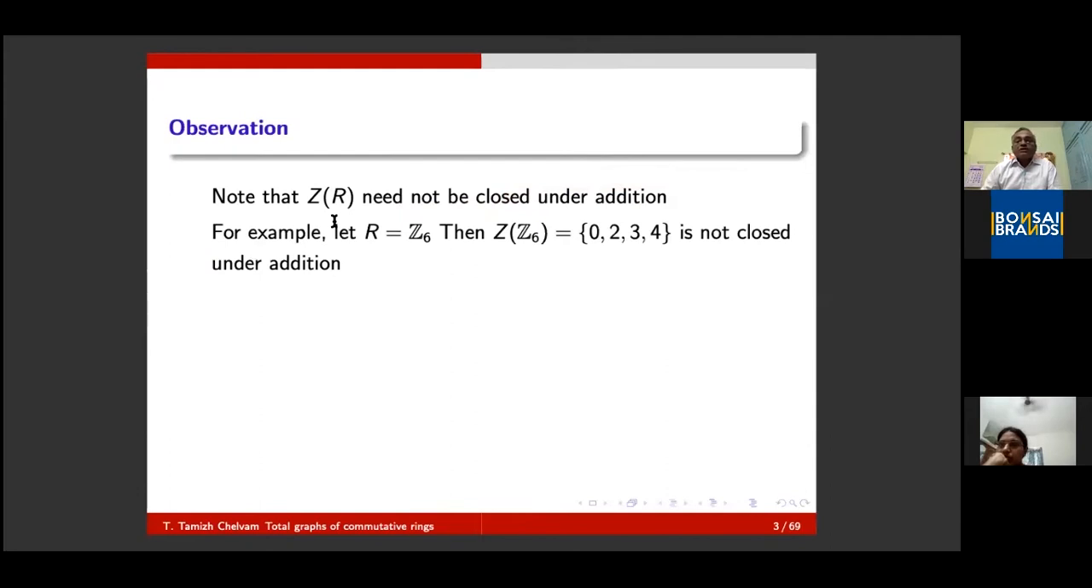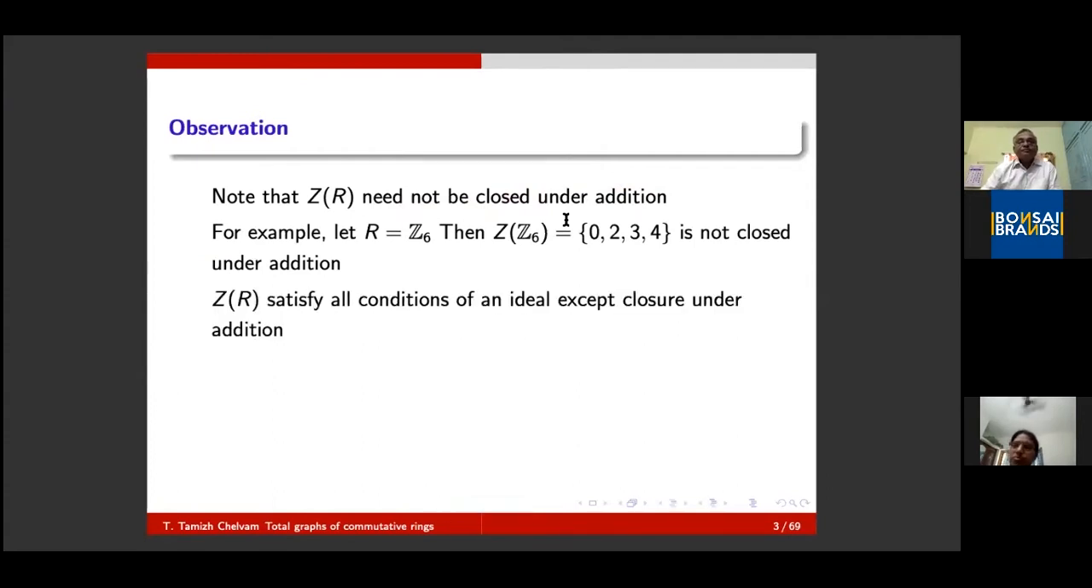As an example, take the set of all zero divisors of congruence modulo 6 classes. Literally they are 0, 2, 3, 4. Of course, 2 plus 3 is not an element here, thereby it is not closed with respect to addition. As I just mentioned, a subset becomes an ideal with respect to certain conditions. One can note that the zero divisors satisfy all conditions of an ideal except closure under addition. Once it becomes closed under addition, it becomes an ideal.